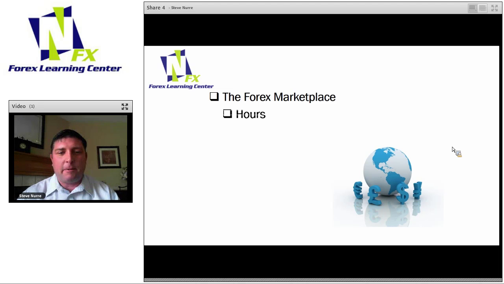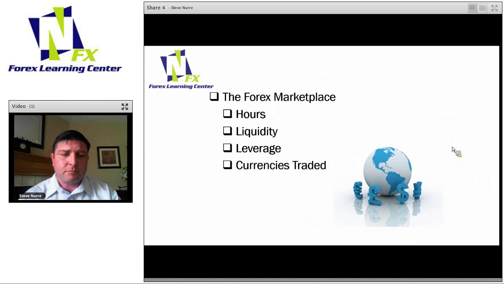The Forex marketplace, there's several benefits of wanting to trade the Forex market. The hours are extremely flexible to most traders. The liquidity involved in the market is second to none. The leverage involved in the market allows you to put up a small amount of money to control a large amount of money. And the currencies that we trade is actually very important, because there is a misconception out there that in order to be a Forex trader, you have to look at thousands of currencies out of all the countries in the world, it's like the stock market, to where you have to look at all these different investment instruments, and that's just not the case.